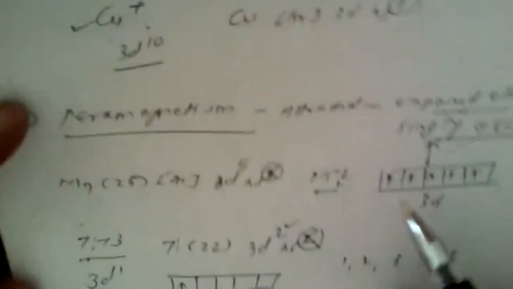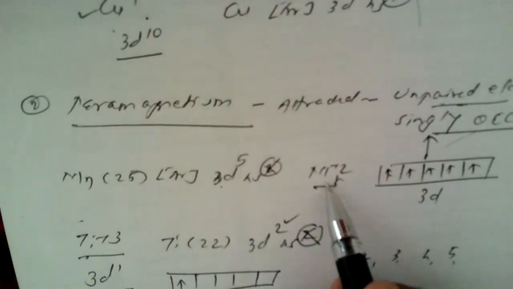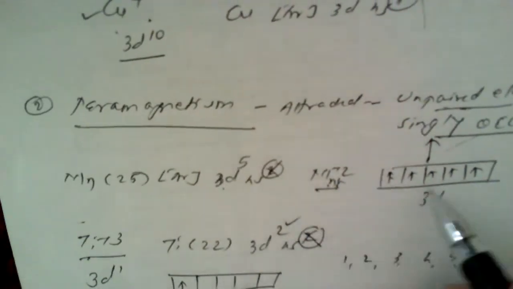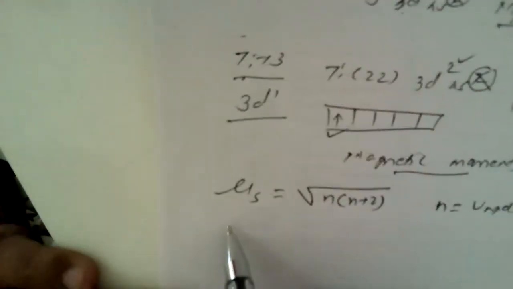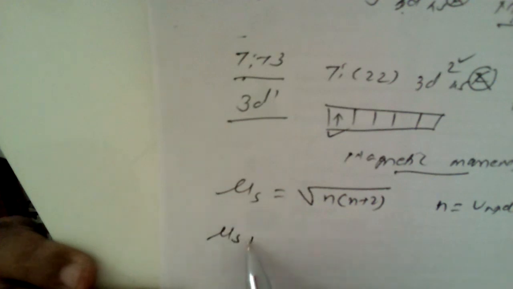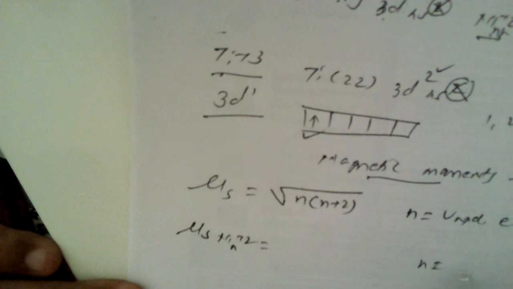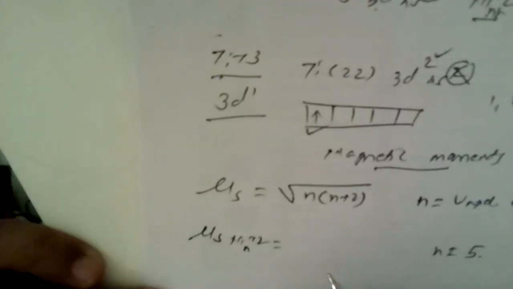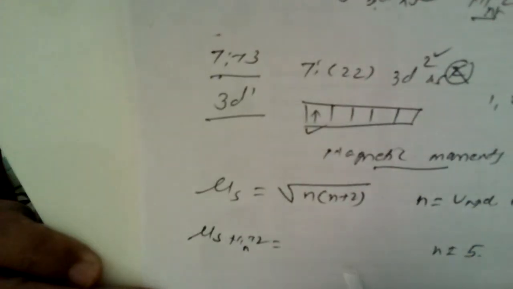Now, for example, suppose we want to calculate the magnetic moment for Mn+2, which contains 5 unpaired electrons. So here for μs for Mn+2, n is nothing but 5, because the manganese +2 ion contains 5 unpaired electrons.